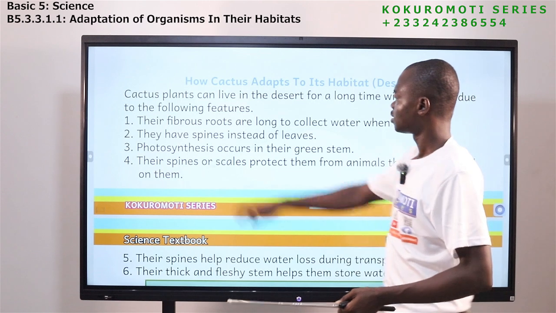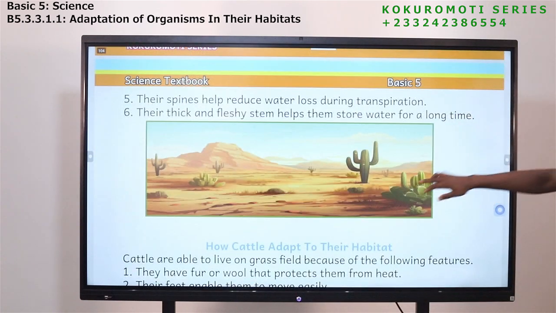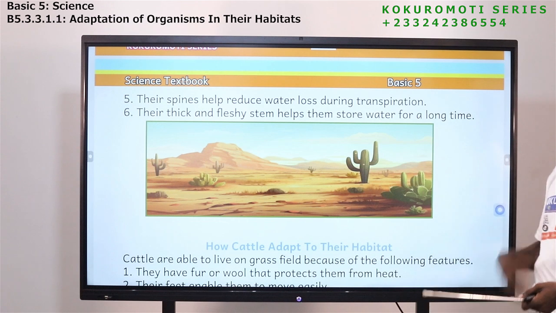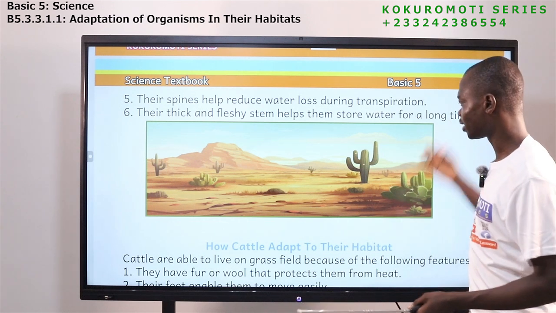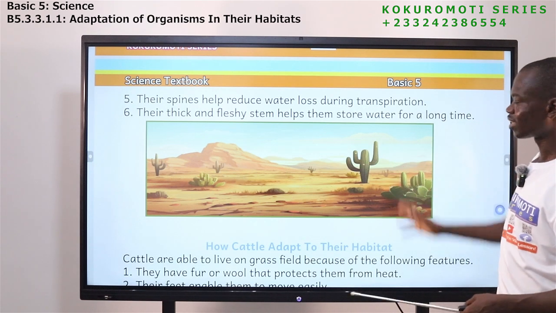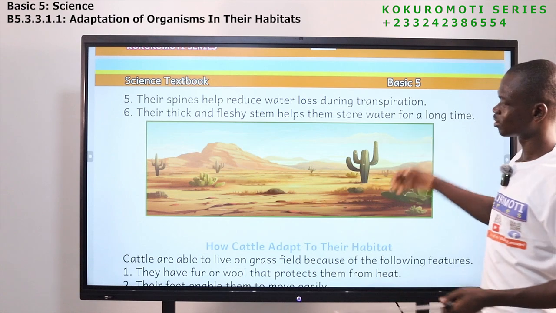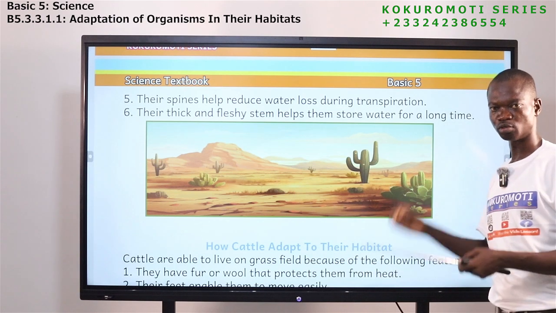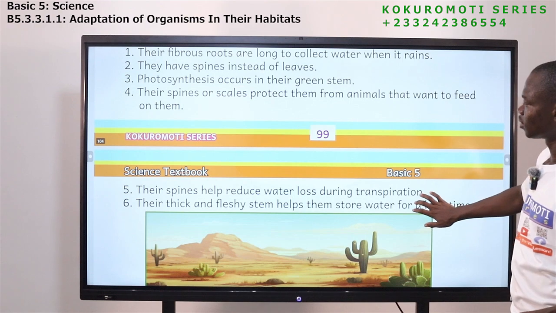The next one, photosynthesis occurs in their green stem. So this is the stem. That is where they are able to make their own food. That is photosynthesis. So they are not like other plants that prepare their food in their leaves. These are some of the reasons why they are able to survive on land, in deserts.